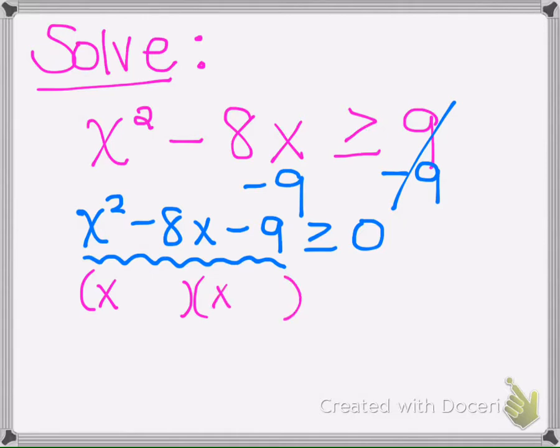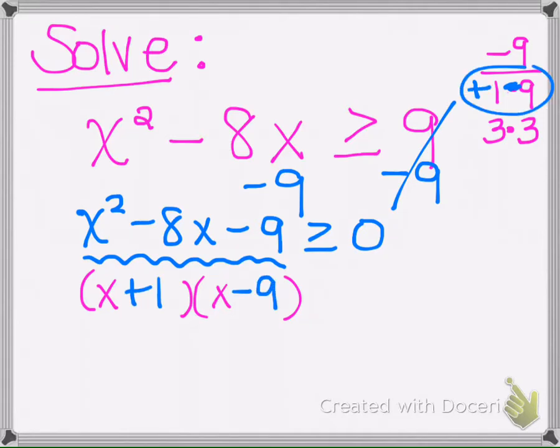So I need to think of what multiplies to negative 9. So I only have 1 times 9 or 3 times 3, but they have to add to negative 8 and multiply to negative 9. So I'm going to have negative 9 and positive 1. So positive 1 and negative 9.